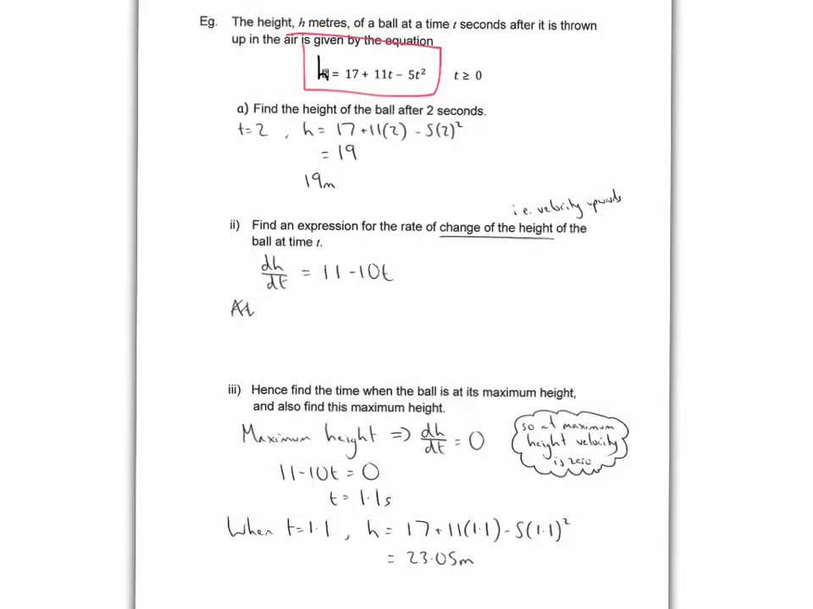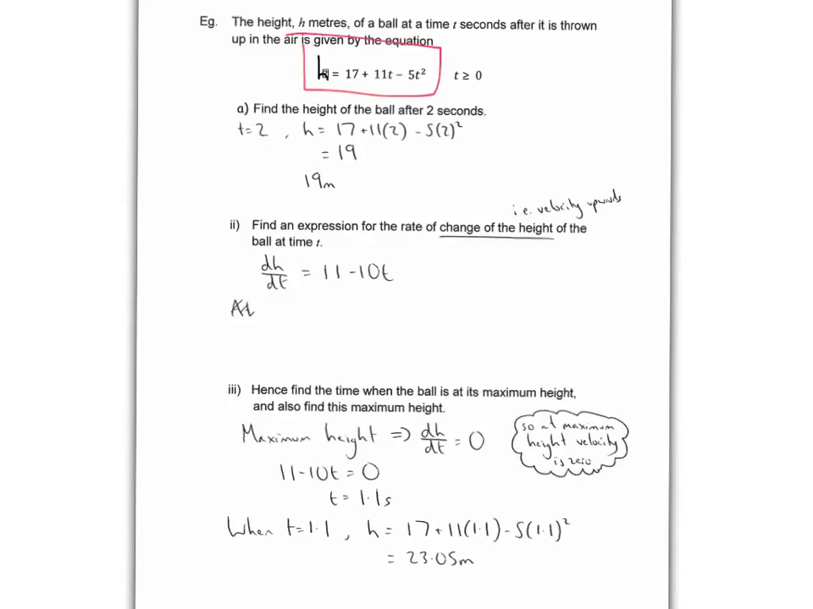So going back and consulting the units, I know that at time t equals 2, I'm at a height of 19 meters. Notice I don't know at this point whether it's on the way up or whether it's on the way down. Part 2 says find an expression for the rate of change of the height at time t.